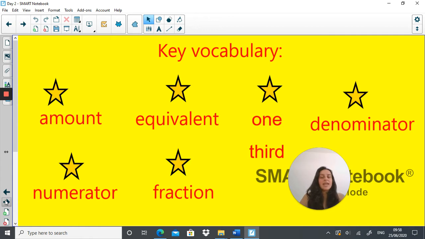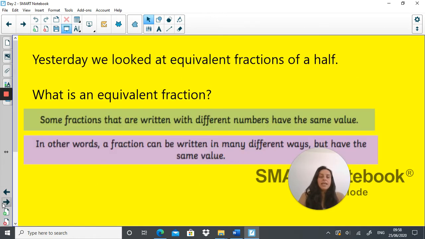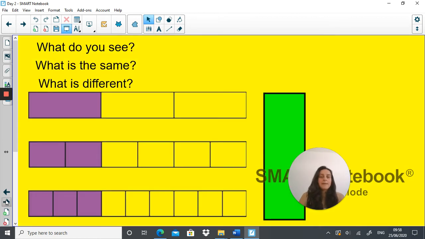Right, so our key vocabulary today is amount, equivalent, 1/3, denominator, numerator, and fraction. So yesterday we looked at equivalent fractions of a half. So what do we mean by equivalent fractions? Equivalent fractions occur when some fractions that are written with different numbers have the same value. In other words, a fraction can be written in many different ways, but they have the same value. So yesterday we were looking about how half is the same as 2/4, or half is the same as 3/6, or 6/12. Today we're looking at equivalent fractions to 1/3.